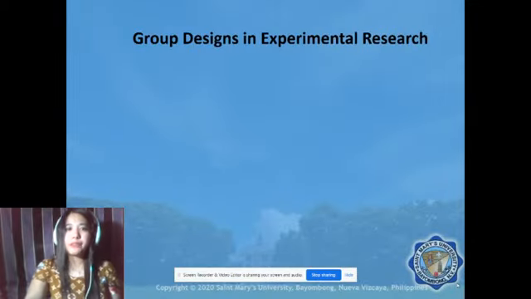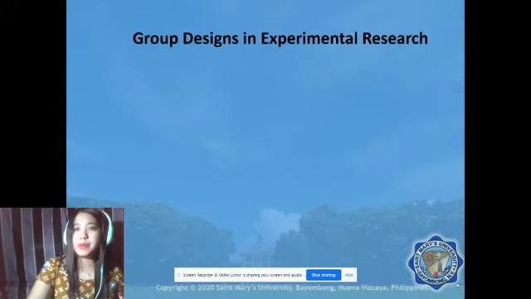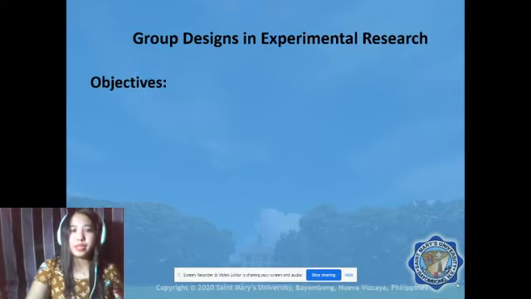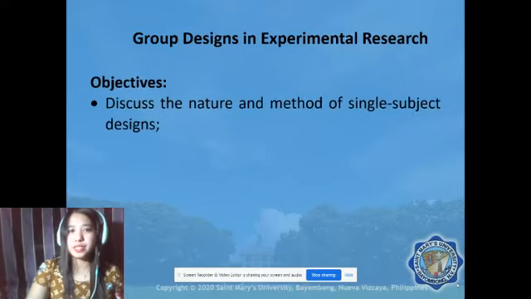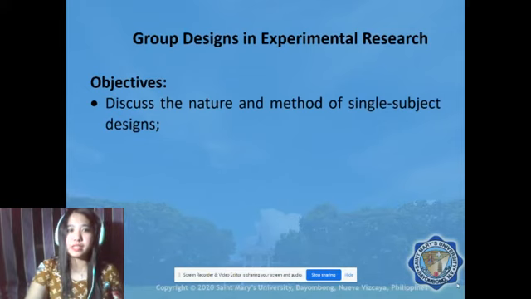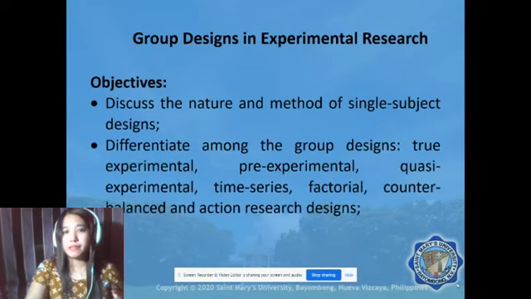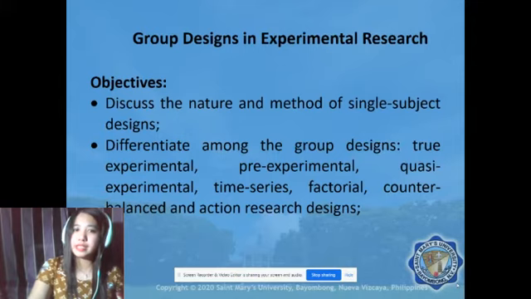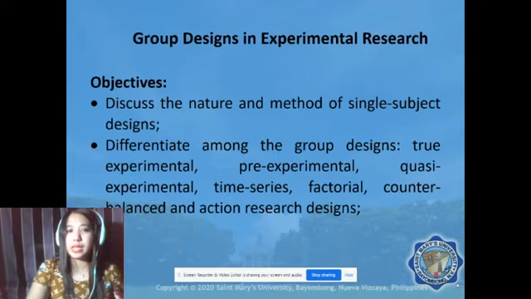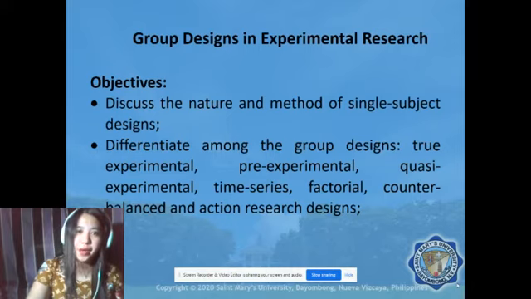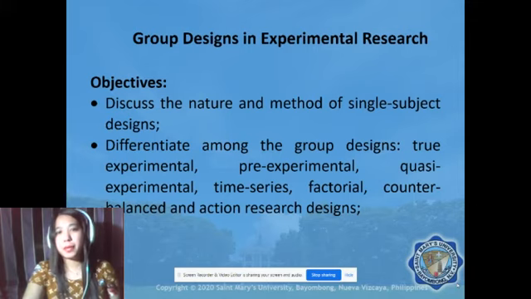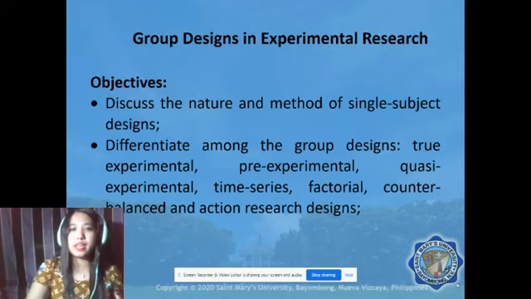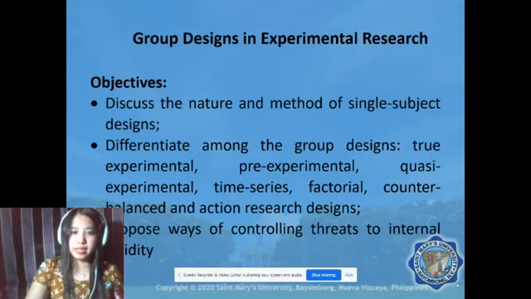Okay, so what are the different group designs in experimental research? Our objective is to discuss the nature and the method of a single subject design, to differentiate among the group designs: the true, pre-experimental, quasi-experimental, time series, factorial, counterbalance, and action research design. But for this video, our purpose is only to consider the pure experimental group designs.